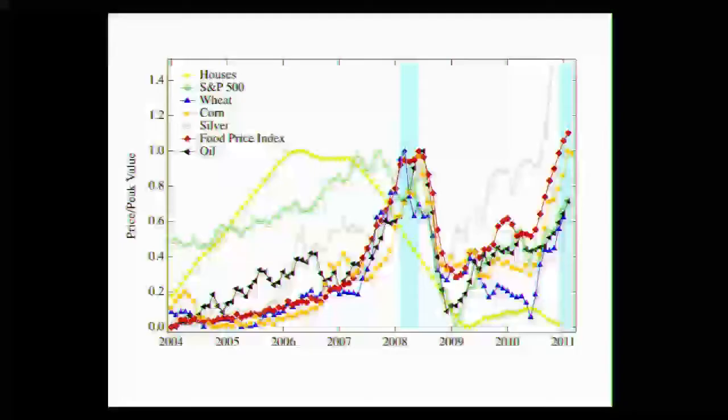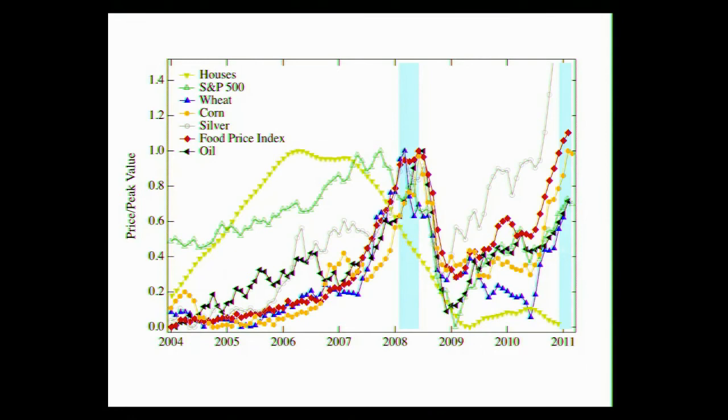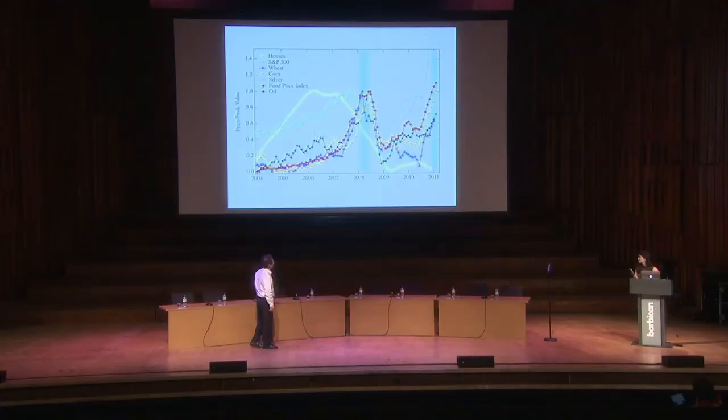Let me just point out how that works. The inverted triangles that are yellow-green represent mortgage prices. So they crashed in about 2007, and then shortly thereafter, the green shows the crash of the stock market. And then there is this whole set of peaks here, and included here are wheat and corn, silver and oil, commodities.